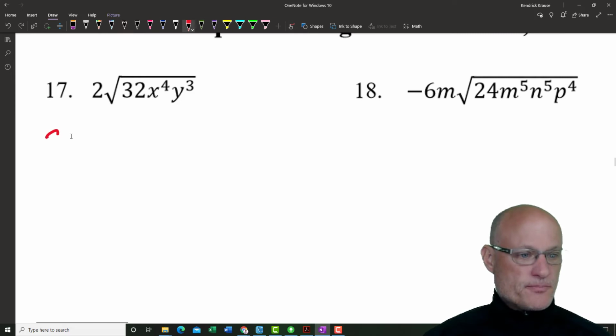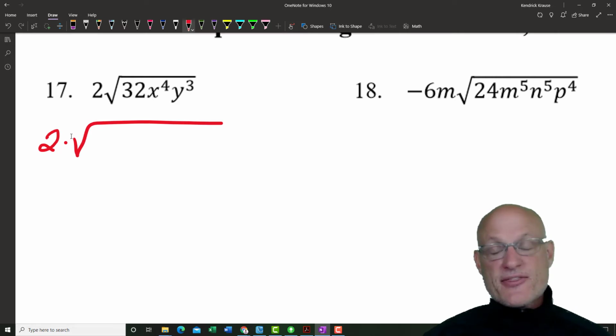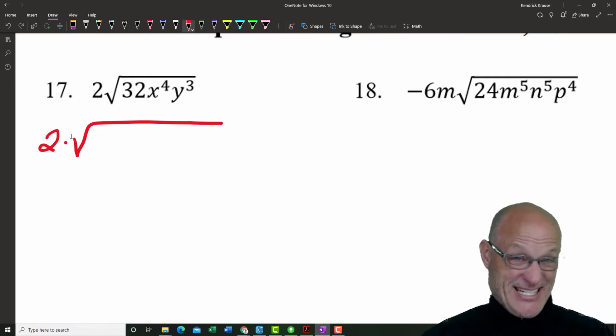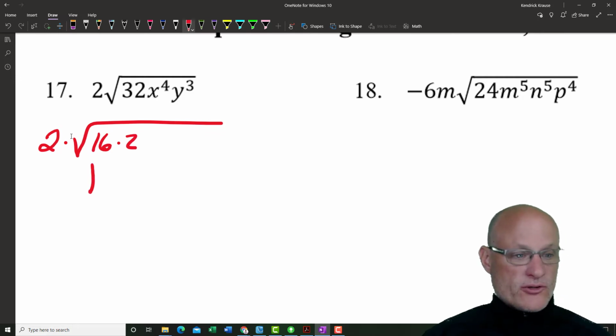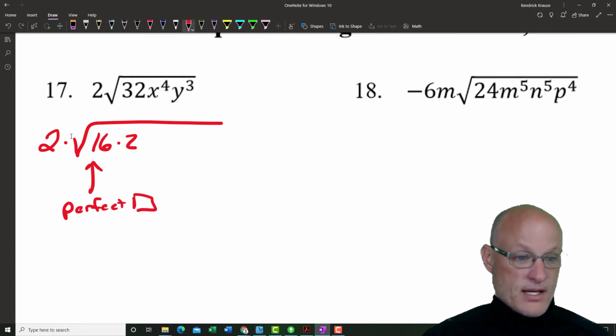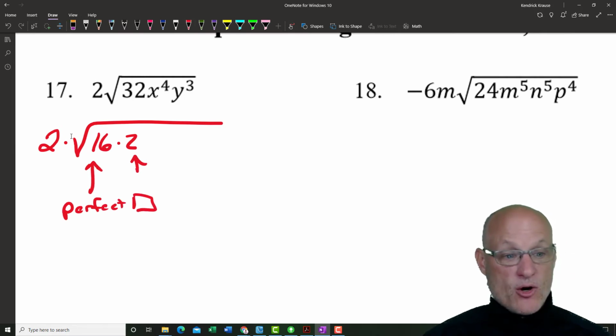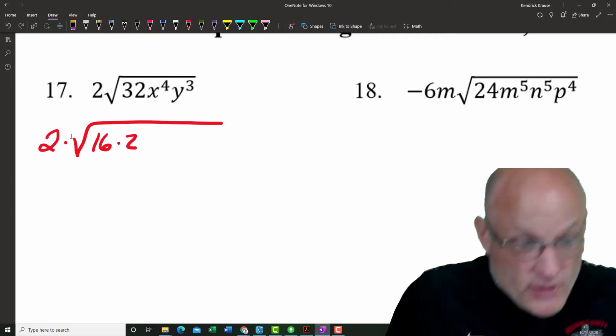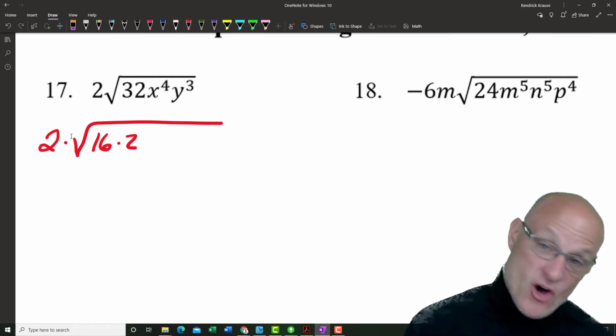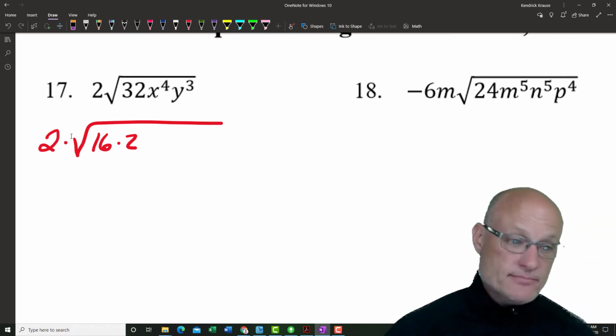So we're going to start with 2 times. Let's deal with the number. If I take 32, it's not a perfect square, but if I divide it by 2, I get 16. And 16 is a perfect square. So we're going to rewrite this as 16 times 2. So our whole goal is to write it as a perfect square and some other leftover number. And we're going to do that over and over again. We're going to do it with variables and we're going to do it with numbers. So x to the 4th. As long as it's even, we're going to leave it. It's x to the 4th.